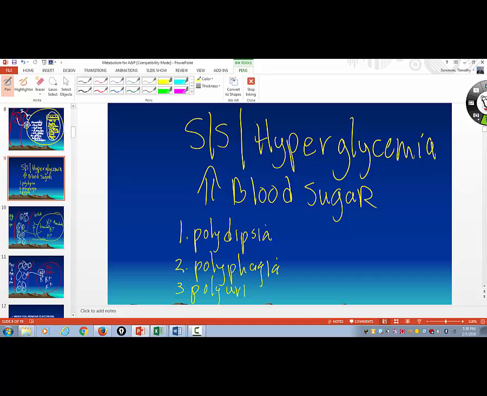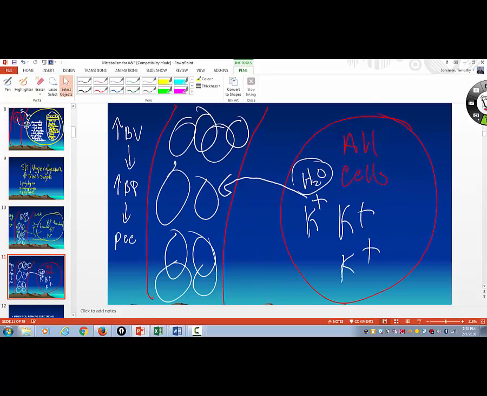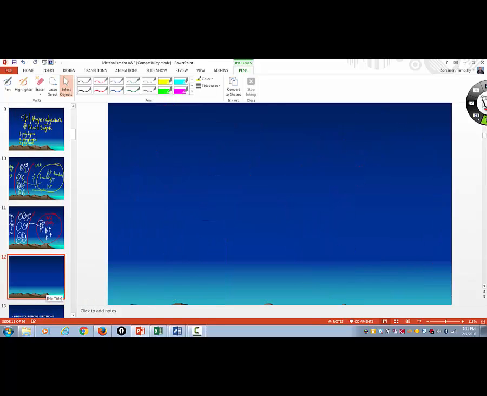Now, look, they're not peeing just because they're drinking more. They're peeing more because all the fluid is getting sucked out of the cells and into the blood. And again, anytime you increase your blood volume, you're going to increase your blood pressure, and that's going to make you pee more. That's just the way it works. It's called pressure diuresis.